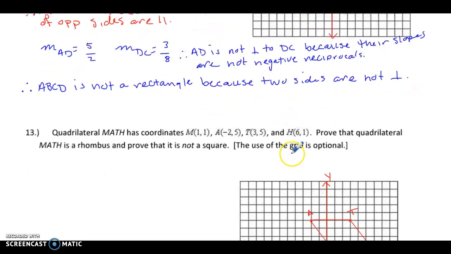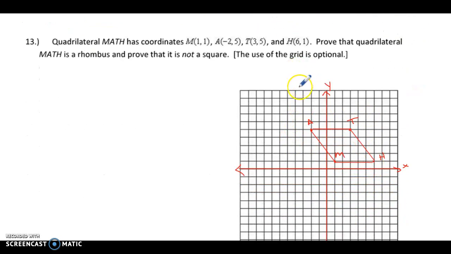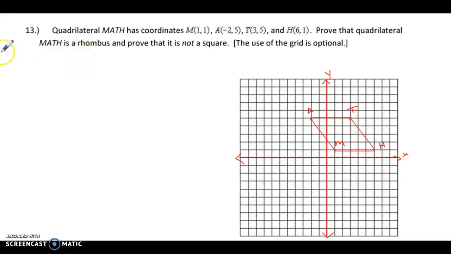And we're going to move on to number 13, our last one. Again, I've already plotted it, so if you haven't, pause the video and plot it. Quadrilateral MATH has coordinates M, A, T, and H. Prove that quadrilateral MATH is a rhombus and not a square. So to prove it's a rhombus, the first thing I need to do is prove that it's a parallelogram, basically. So we start out the same way as before, the slope of the opposite sides.